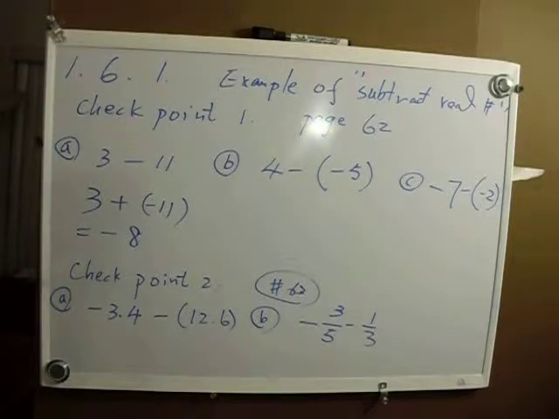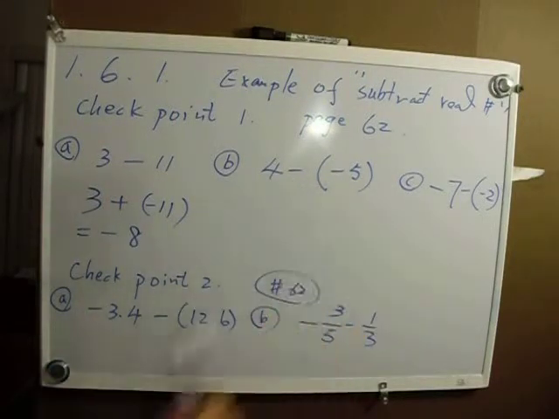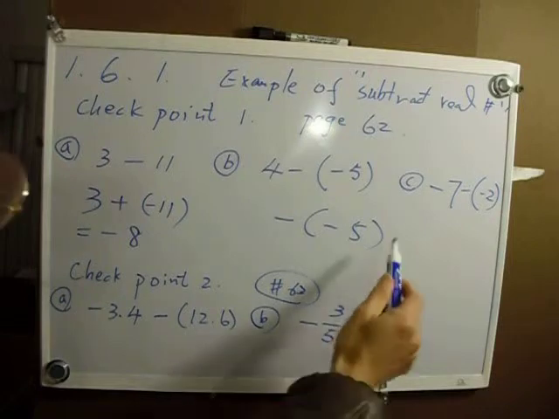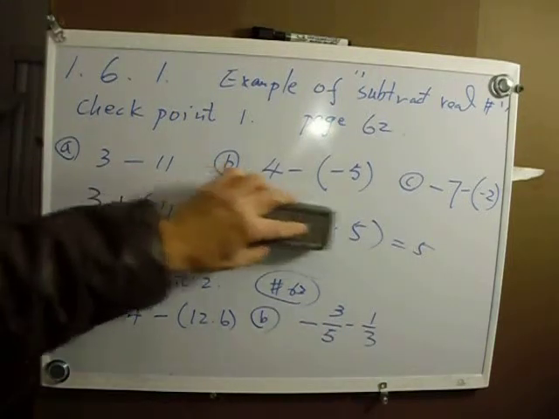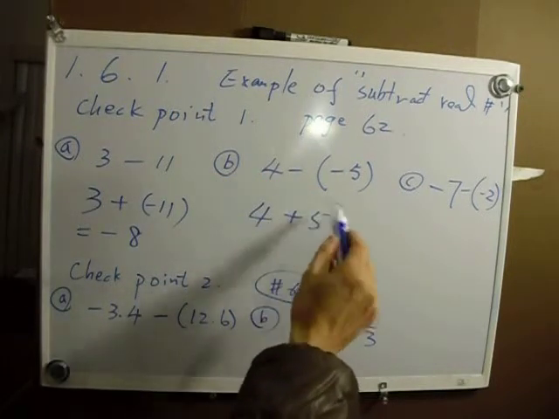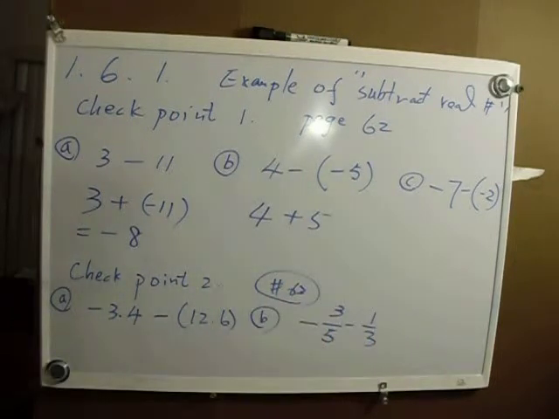B, 4 subtract a negative, which we call the opposite of a negative number. Whenever you see the opposite of a negative number, treat it as exactly that number, 5. Okay? So this part we translate as 4 plus 5. Another way to say it: subtract a negative, you add the positive of that number. So this becomes a straight addition. It will be 9 here.